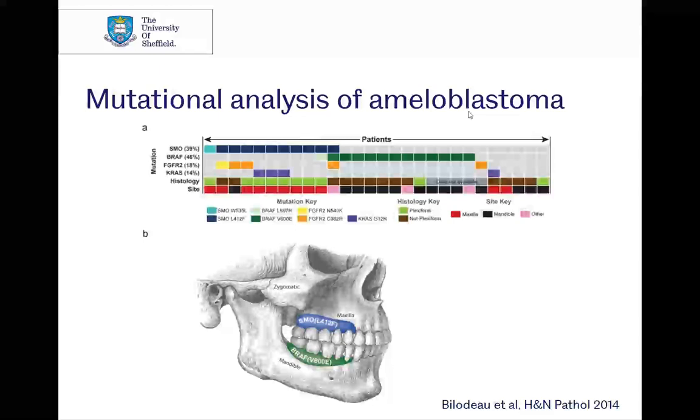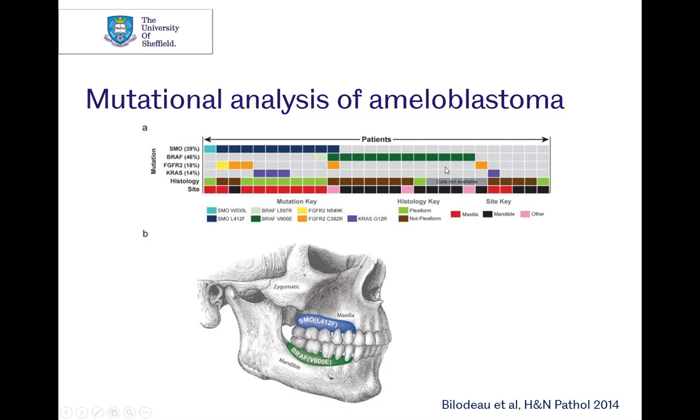But the biology of ameloblastoma is increasingly being understood. And a lot of research workers are looking at particularly the genomic background of ameloblastoma, and they've identified a couple of dominant features in the genetics of it, and particularly those which have tumours which arise in the mandible. They seem to have a mutation in an oncogene called BRAF, and those which are tumours which arise in the maxilla seem to have mutation in a gene called smoothened, or SMO.